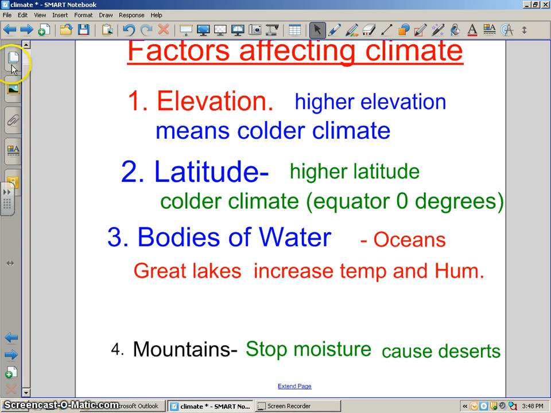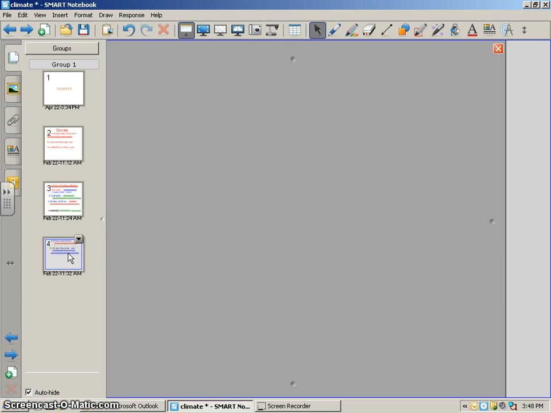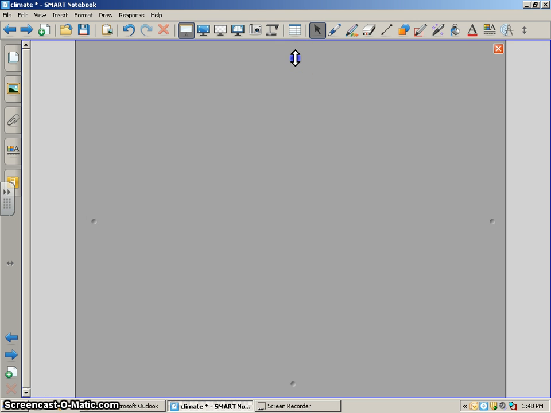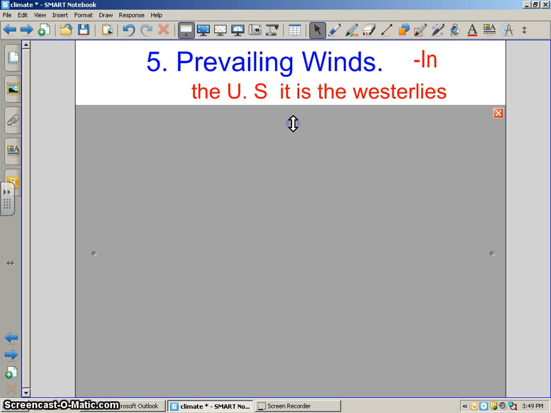Lastly, our last page of notes. So we're talking about climate. These are the 3 or 4 things that affect climate. Prevailing winds. What the heck are prevailing winds? We have winds that run all the time, that blow pretty much steadily in the same direction. We call them the westerlies. They move our weather, which we talked about, from west to east.